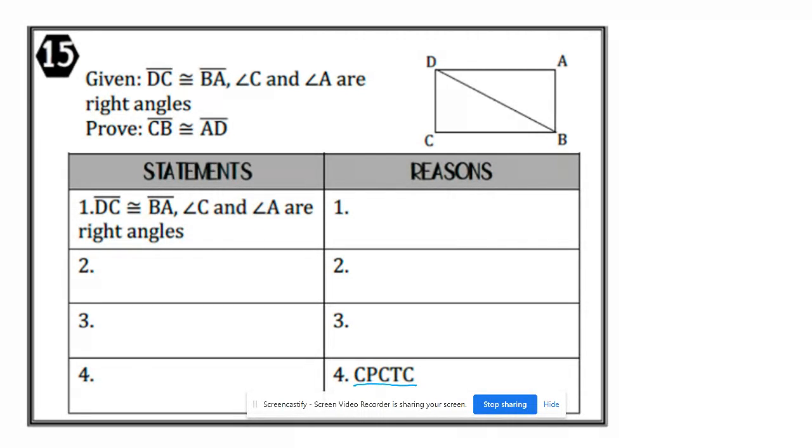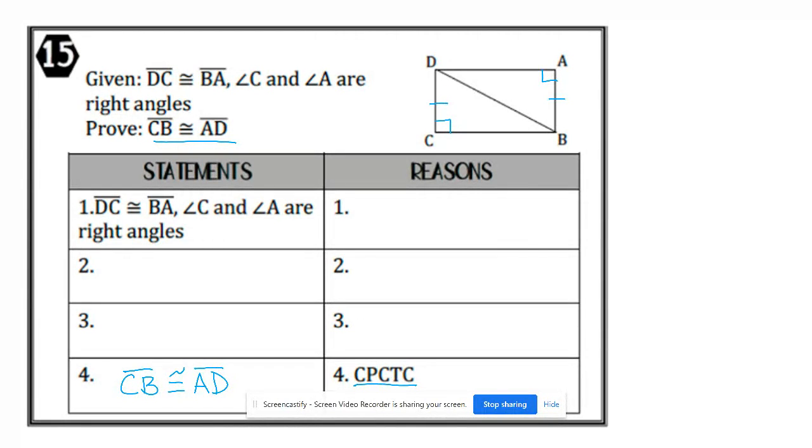So what that tells us is we are going to first show that two triangles are congruent. And then because we know they're congruent, we're going to be able to say that two sides or two angles have to be congruent. So let's look at what they've given us. They told us that DC and BA are congruent. So I'm going to mark those. They tell us that angle C and angle A are right angles. So we'll mark those. We have to prove that CB is congruent to AD. Since that's what we're proving, that's going to be the final statement. So I'm going to go ahead and fill that in. That's where we are going. So we know our destination.